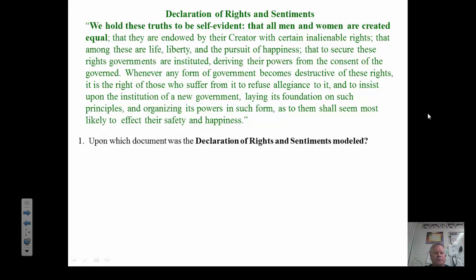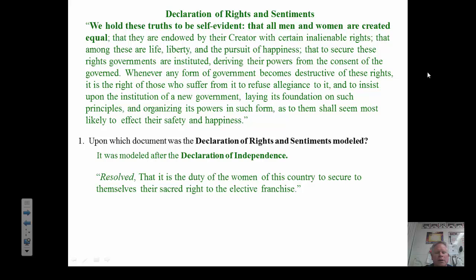So, upon which document was the Declaration of Rights and Sentiments modeled? The answer is the Declaration of Independence. All right, now here's another quote. This one's kind of interesting. It says, "Resolved that it is the duty of the women of this country to secure themselves their sacred right to the elective franchise." So you got to ask yourself, what does this quote say?